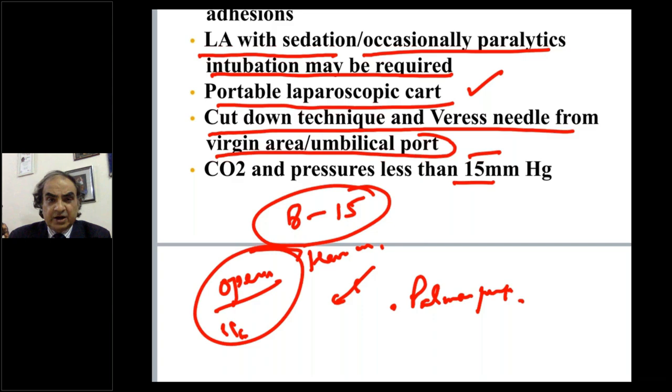The other name for that is cut down also. You can keep cutting down. So you create that opening and then put in a scope. Simple. Or you can use a Veress needle, but you need to be careful. The Veress needle should go from the virgin area, because there are chances of injury. In an open technique, you are more likely to be safe. That is why it is mentioned here.